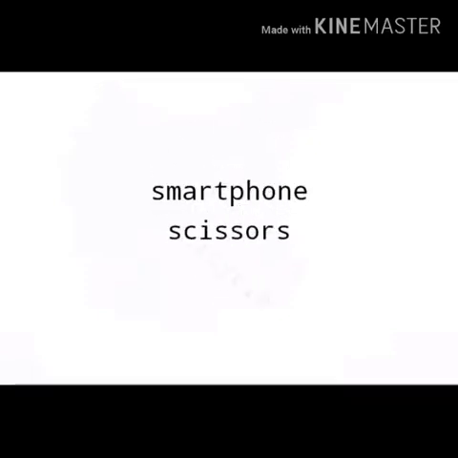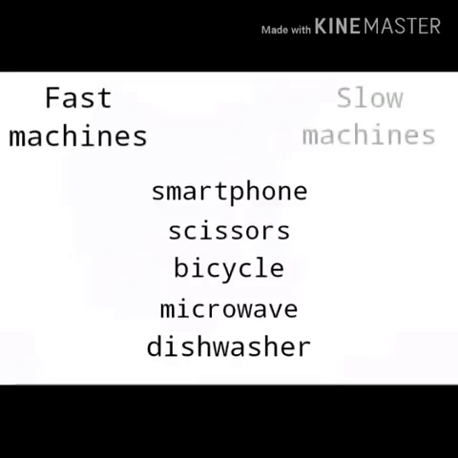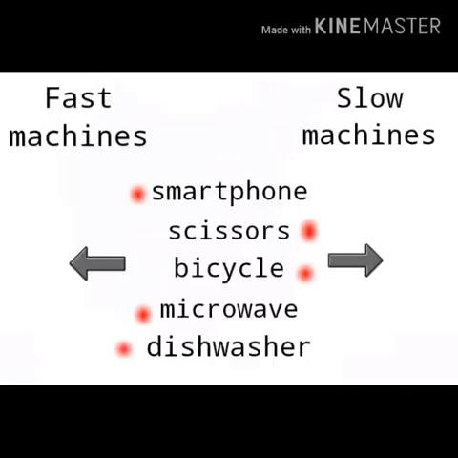Students, let's make a list of 5 machines you use every day. Smartphone, scissors, bicycle, microwave, dishwasher. Which of them are fast machines? And which of them are slow machines? Yes, you are clever students. Smartphone, microwave and dishwasher are fast machines. Scissors and bicycle are slow machines. Guess why we call them slow machines?